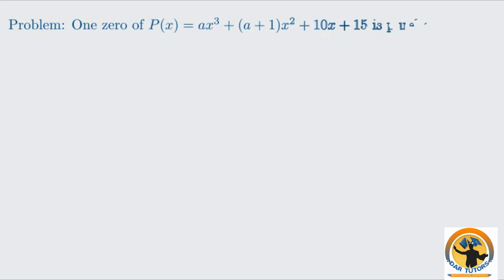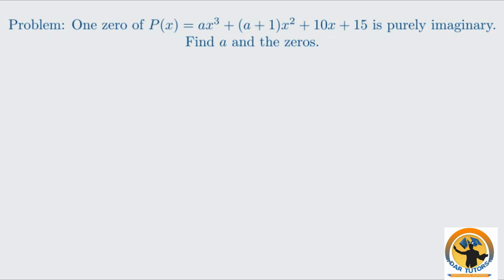Let's work through one more example involving complex zeros, this time with a purely imaginary zero. We are given that one zero of the polynomial p of x equals ax cubed plus the quantity a plus 1 times x squared plus 10x plus 15 is purely imaginary. We need to find the value of a and all the zeros.